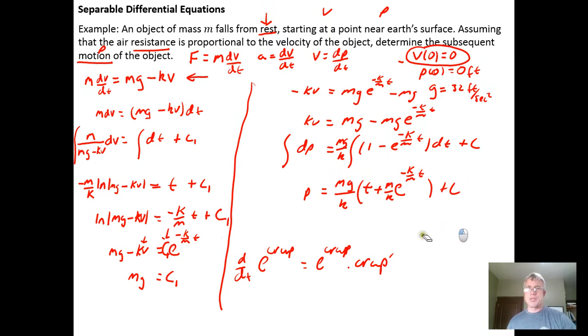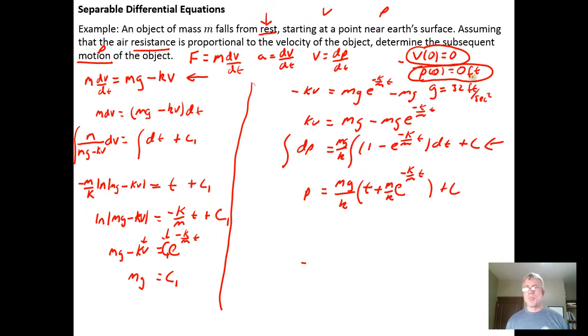And then your check on work is to take the derivative of that and make sure you get back the original statement. So the derivative of t is 1. The derivative of m over k times e to the negative k over m: the negative k over m comes down and gives us a negative 1 in front of the e, and we get e to the crap. So now I have the general solution of this differential equation right here, but because it's an initial value problem and I'm assuming position at time 0 is at 0 feet, we plug that information in and solve for the constant of integration. In other words, we're finding the particular solution, not the general solution.